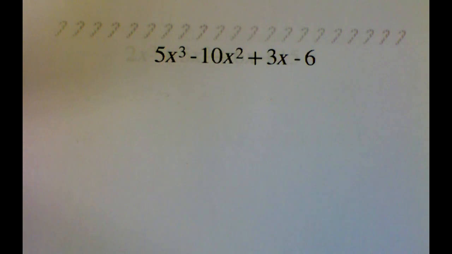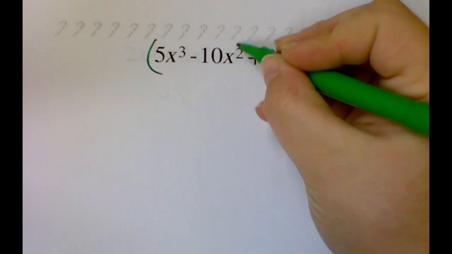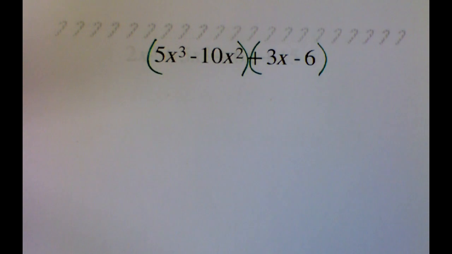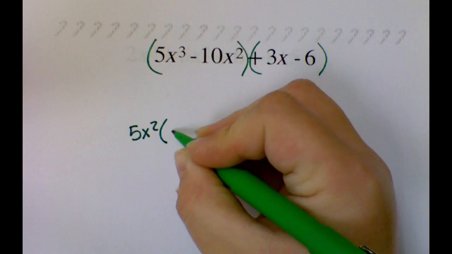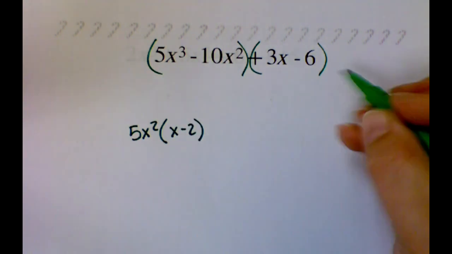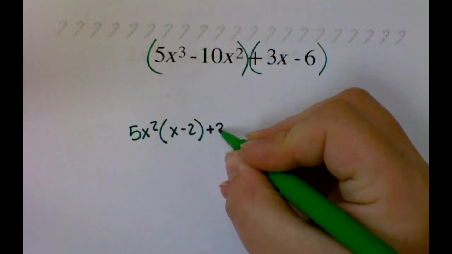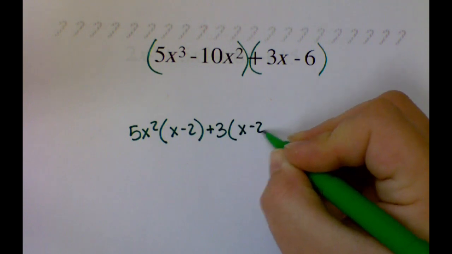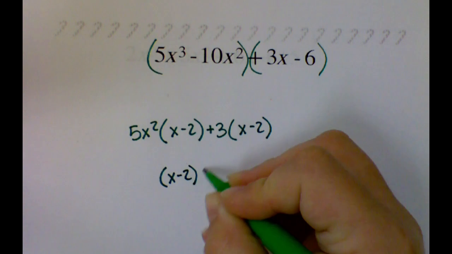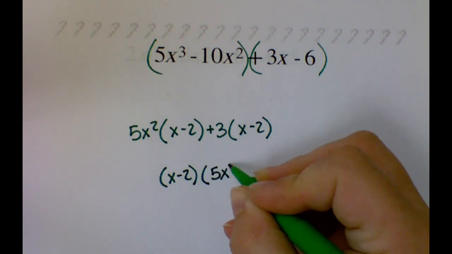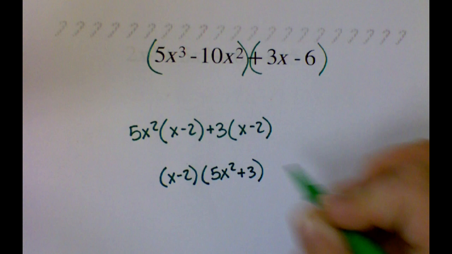All right, again, we're going to group together our first 2 terms and group together our last 2 terms. The GCF of the first 2 terms is 5x squared, which leaves me with x minus 2. The GCF of the last 2 terms is 3, which leaves me with x minus 2. Hey, look at that. My first factor is x minus 2. What's left over is 5x squared plus 3.